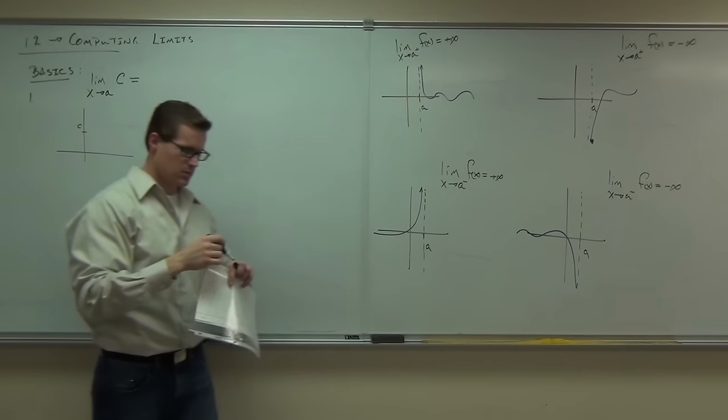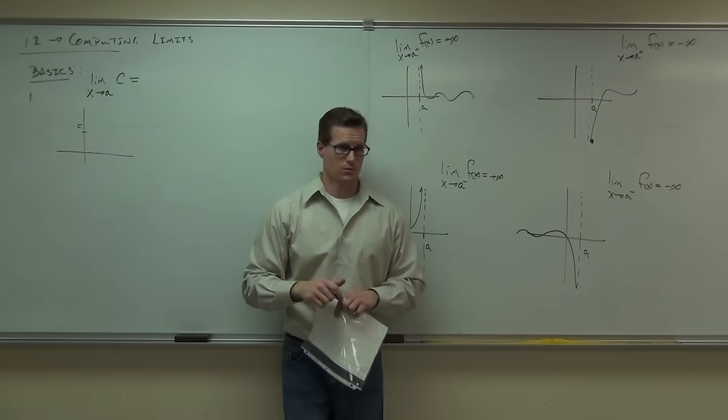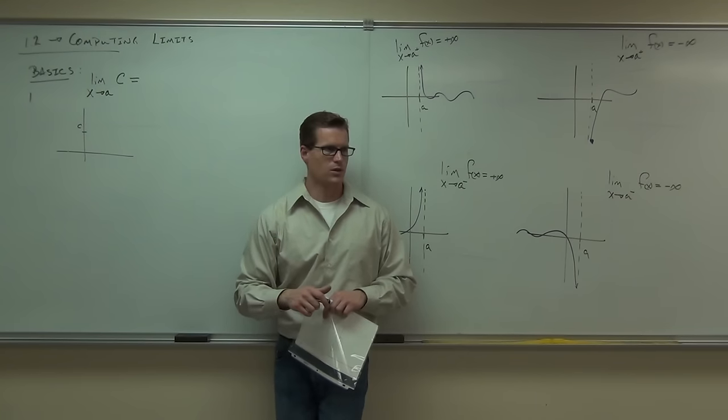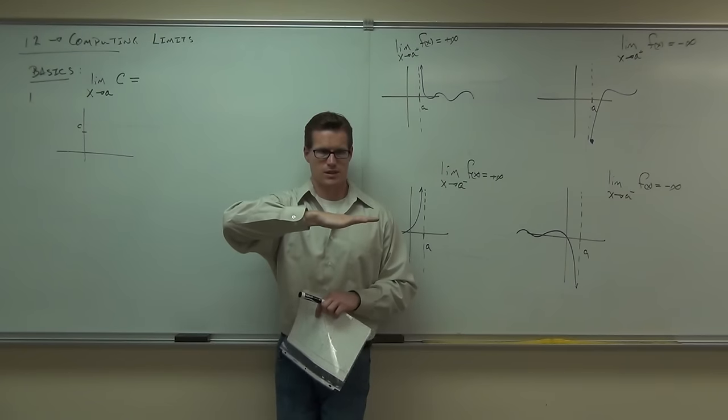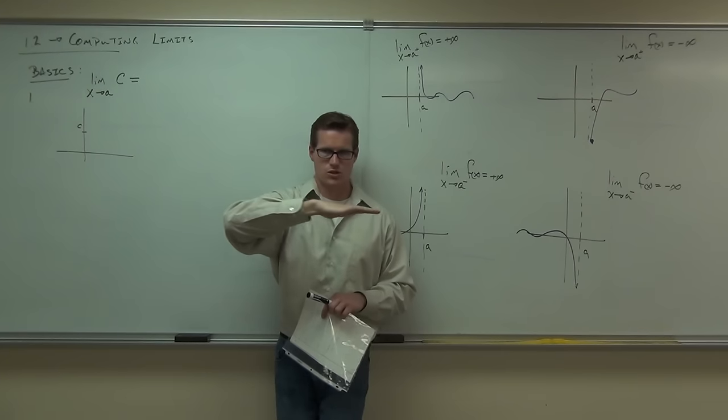What's the picture? What's the graph of a constant? What's the picture of a function equaling a constant? It's not this way, right? It's this way. That's a constant. It doesn't change slope-wise. The slope is zero. It just goes straight across.